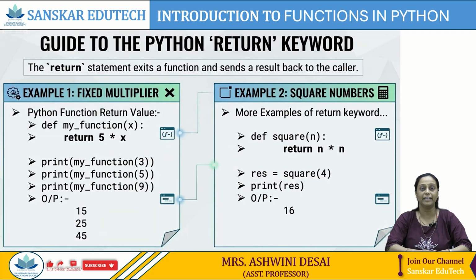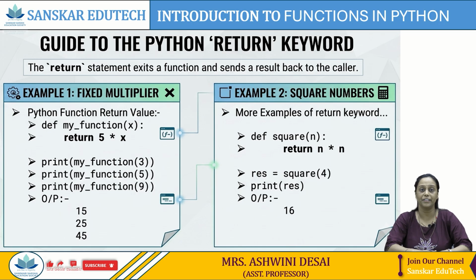Python function with return value. Let's see an example. def, function name, with one argument x. Here we are returning 5 into x. Finally, we are calling this function 3 times by putting 3 different values. First time we put 3, then second time we put 5, and lastly we put 9. So here is the output we get: first 15, then 25 and 45.